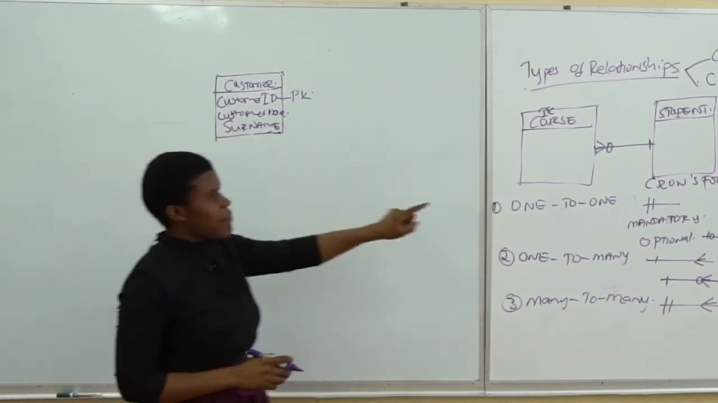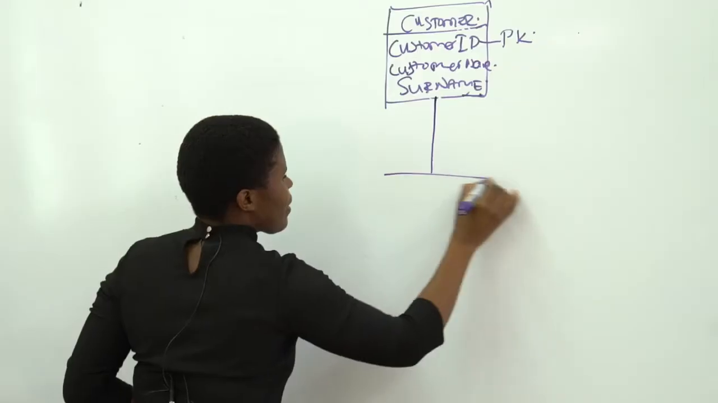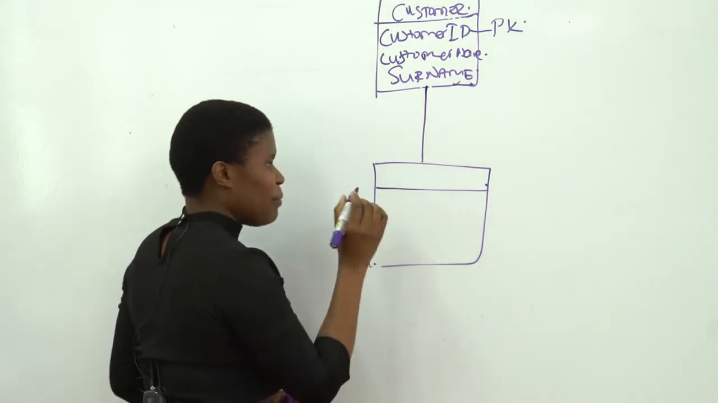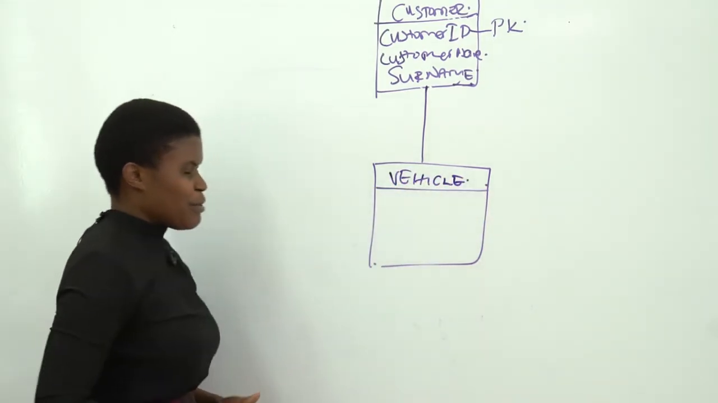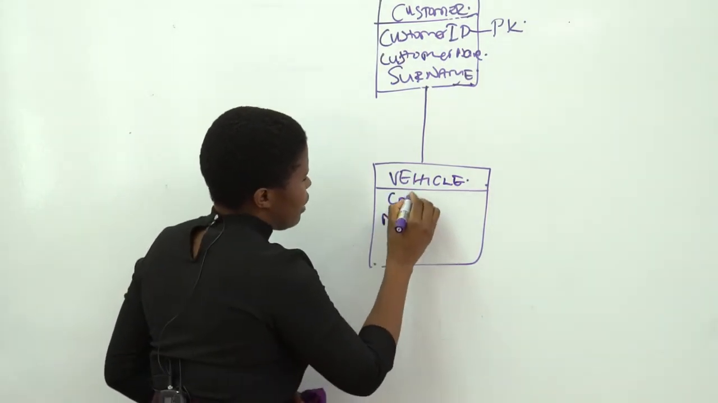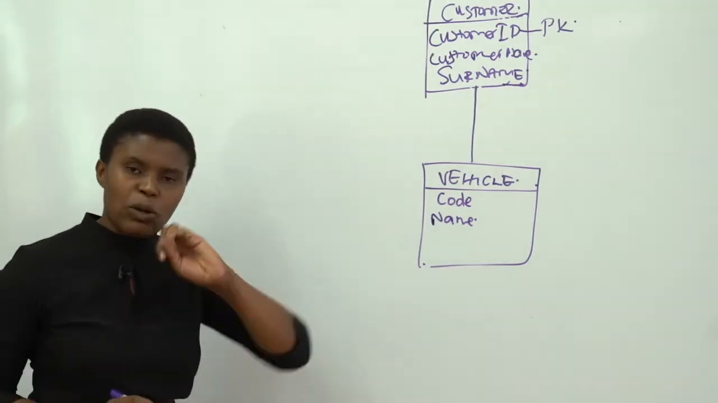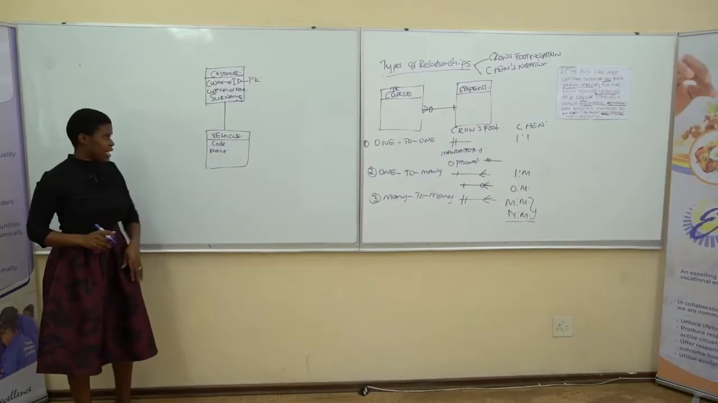So they say a customer, what does the customer do? Can book various vehicles. Can. Okay, this is a customer. The next thing that the customer does is what? It's a booking, but what? A vehicle. So, okay, vehicle has a name, remember the attribute, and a code or an ID, because now they have put codes on the cars so that you will know that car 1 is gone, car 2 is gone, so that a person who comes back must not request for the car which is already hired.